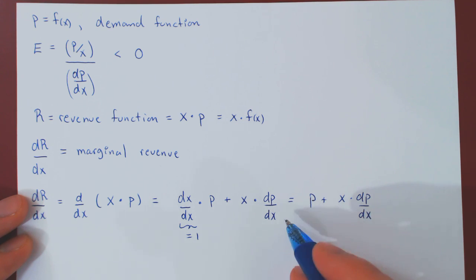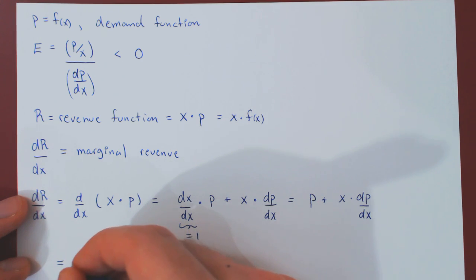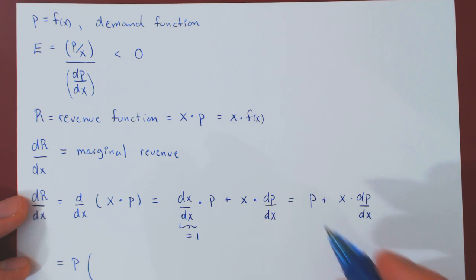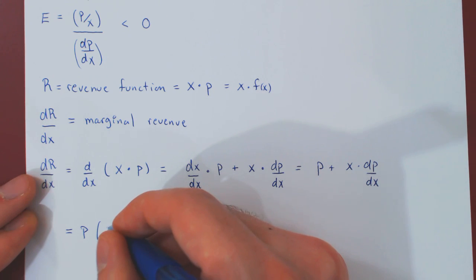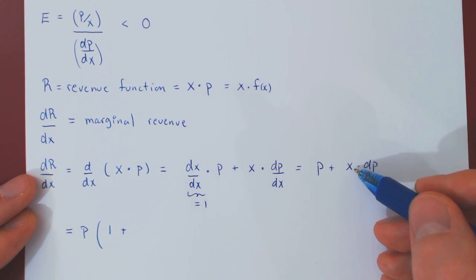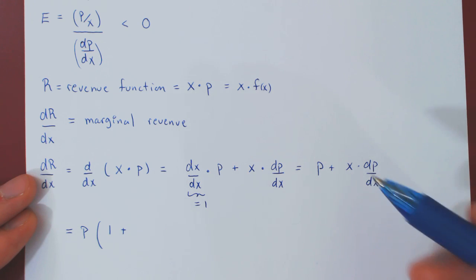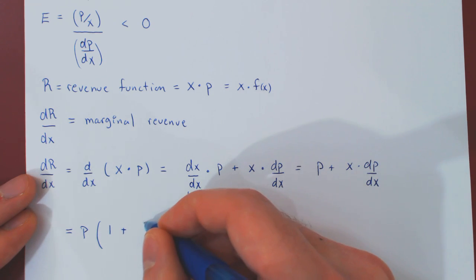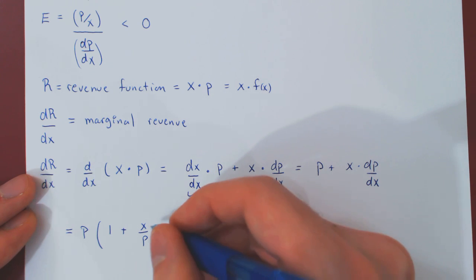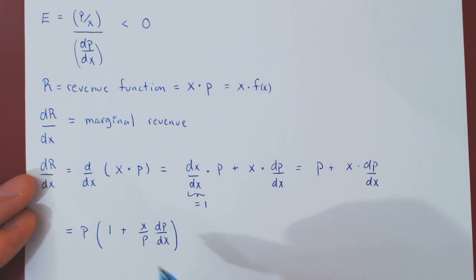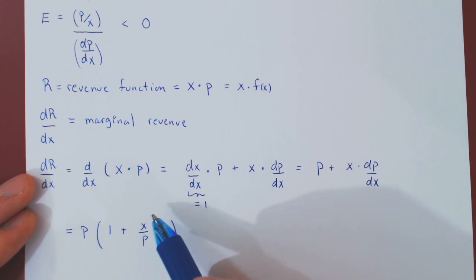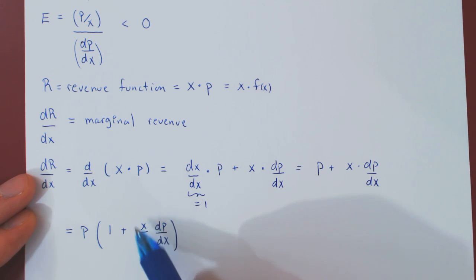Let me factor P out of this expression. If I do so, then I'm left here with a 1 plus, well, if I factor P from here, to cancel that off, I have to divide by P. So this will be an X over P times dP over dx. If you're not sure, just multiply through. So P times 1 is P. P times X over P, the P's cancel, and you're left with X times dP over dx.